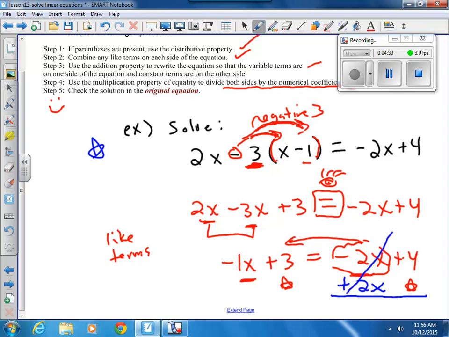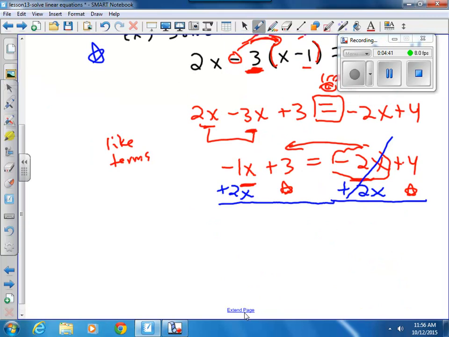But if I add 2x to that side, I've got to add 2x to that side of the equation. Okay? So negative 1x plus 2x makes 1x, and then just keep recording everything. Plus 3 equals, remember these wiped out, and you still have your 4 over here. Okay? Now you've got letter, number, number.